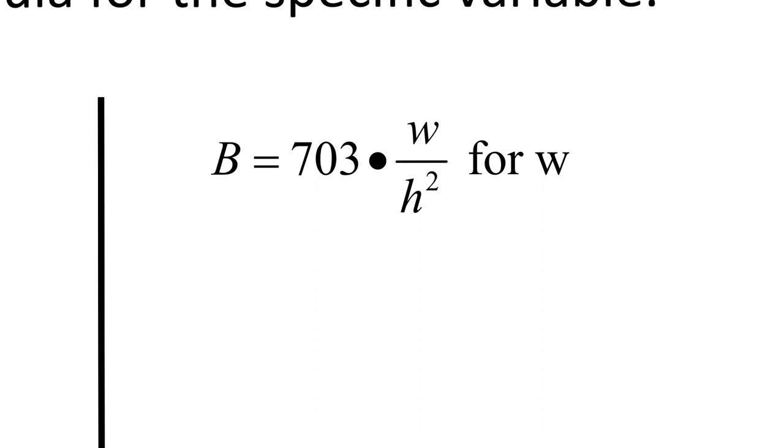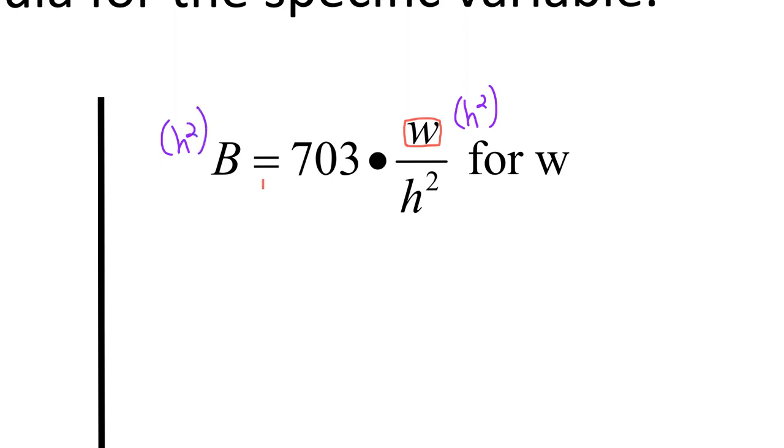And the last one here, same thing. You have B equals 703 times w over h squared. Now we want to solve for w. Now w is in the numerator right here. Since we have a fraction, we can multiply everything by the denominator. And it is a little bit weird, the denominator is an h squared, but you can still multiply by that. So I'm going to multiply this by h squared and this side by h squared.